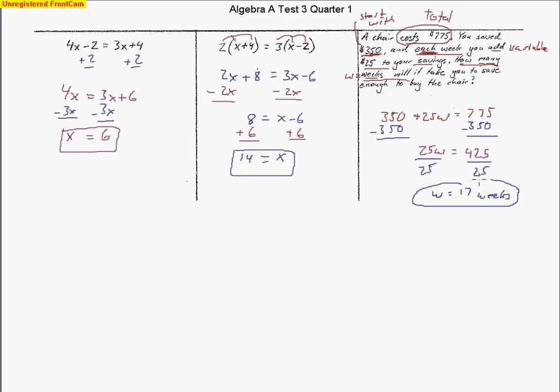Whenever I divide by 25, I always think of quarters. Well, those are the problems you'll see on this week's test. This is the practice test for Test 3, Quarter 1 for Algebra A.